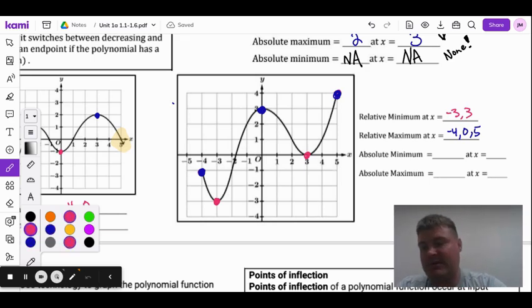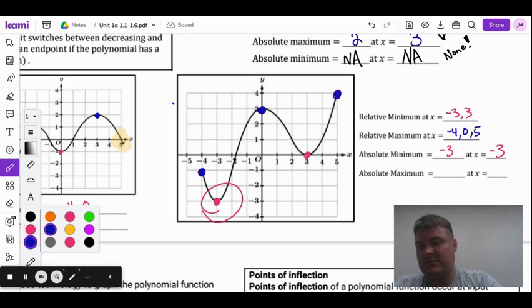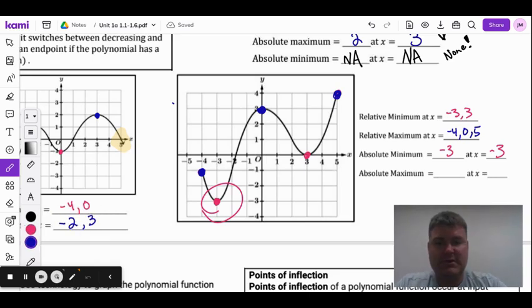The absolute min is going to be this value right here. Oh, you can't see me circling it. It's going to be right there where I just circled. That's going to be the absolute min. That value is -3, and it happens to be at x equals -3. The absolute max is going to be right here. It's the highest point. So the max is 4, and it happens at x equals 5. So there you go. There's extrema.